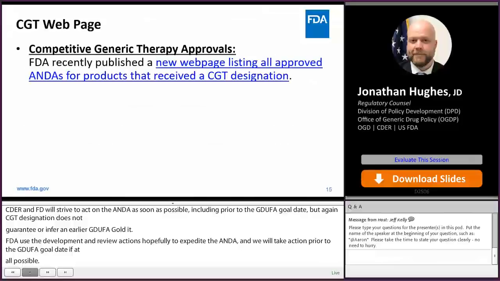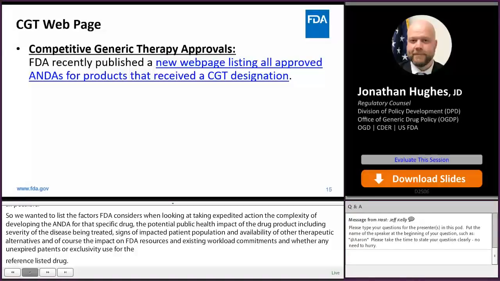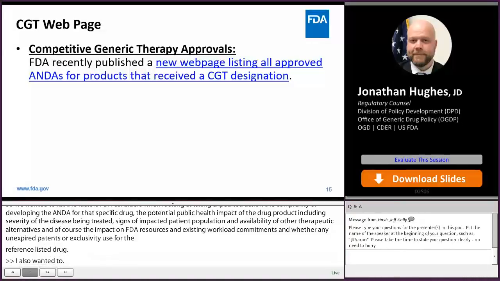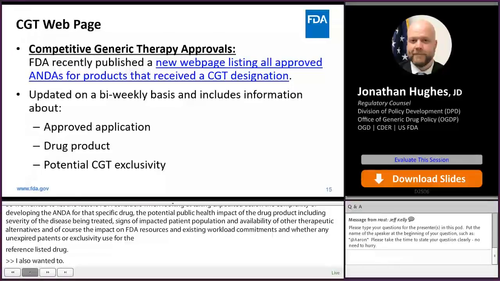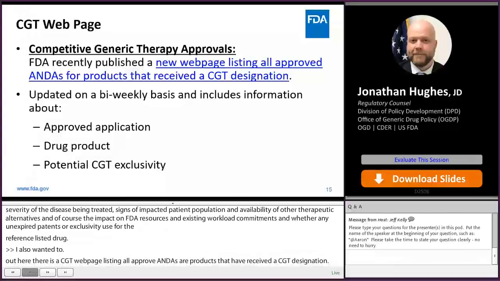We also wanted to point out here that there's a CGT web page listing all approved ANDAs for products that have received a CGT designation. And it's updated on a bi-weekly basis. It includes information about approved applications, what drug products, and potential CGT exclusivity.